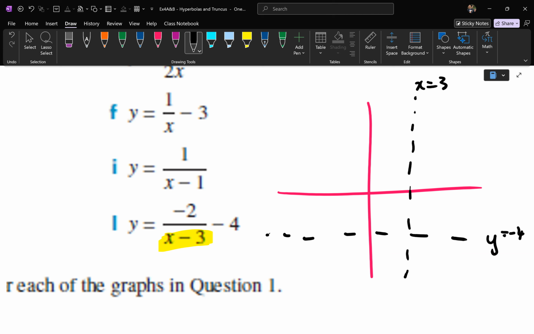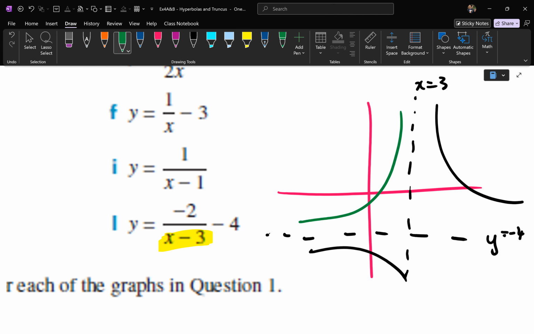Don't forget there's a negative. What happens when it's negative? What happens to the graph? It flips. So originally it was like this. But if you flip it, whatever's on the bottom goes to the top, whatever's on the top goes to the bottom. Roughly like that. What am I missing? I don't have an x and a y-intercept, which you have to calculate. But in general, you should all be able to get key features, asymptote, and the shape of the graph.